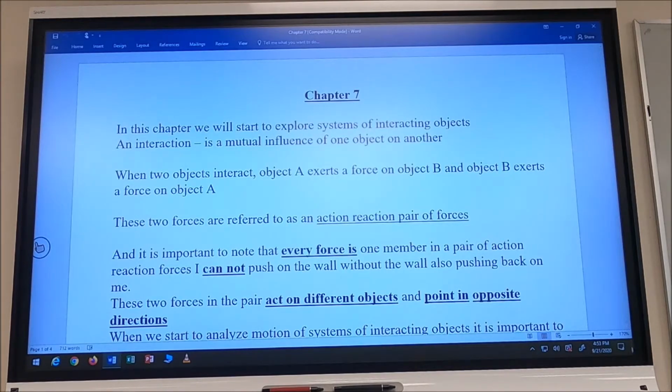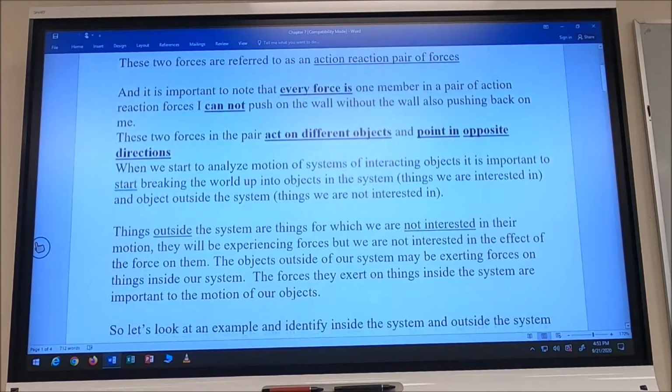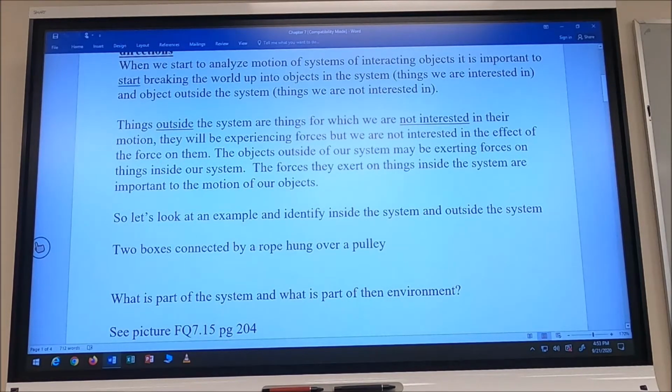Now, as we start to analyze systems of interacting objects, we want to start breaking our world into things we're interested in the motion of and things we're not. If we have more than one object in a system that we're looking at the motion of, then I'm going to be interested in those interactions between those objects and identifying how they're interacting. I'm also going to be looking at how forces from outside my system are interacting with my system or things inside my system. So we always want to be able to identify what's in the system and what's out of the system. So let's look at a couple of pictures and talk about what's in the system, what's out of the system, and how things are going to interact.